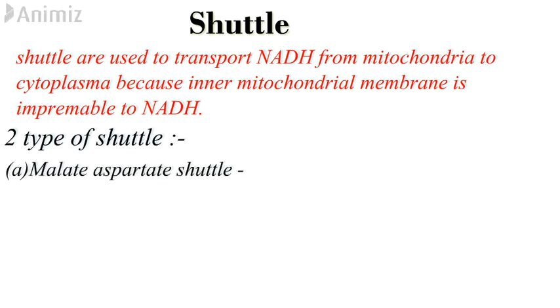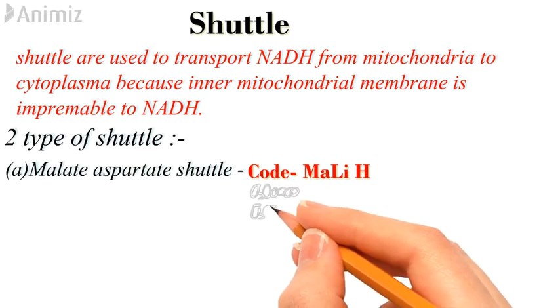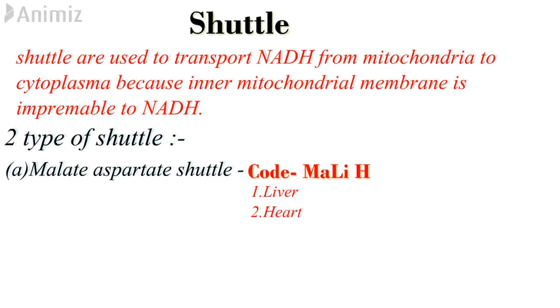First is malate aspartate shuttle. To remember where malate aspartate shuttle is used in our body, I came up with this mnemonic: Mali hai, in which MA stands for malate aspartate, LI stands for liver, and H is for heart.